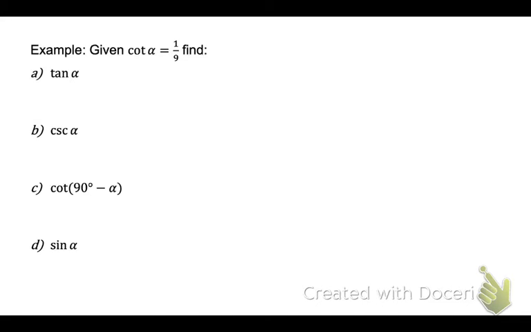Just for example, we are given that the cotangent of alpha is 1/9. Find the tangent of alpha, cosecant of alpha, cotangent of 90 minus alpha, and sine of alpha. So those are the four things we're going to find, given that the cotangent of alpha is 1/9.